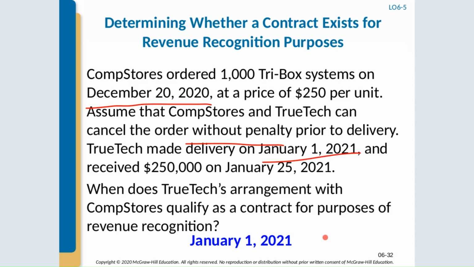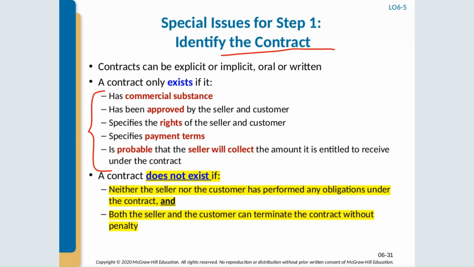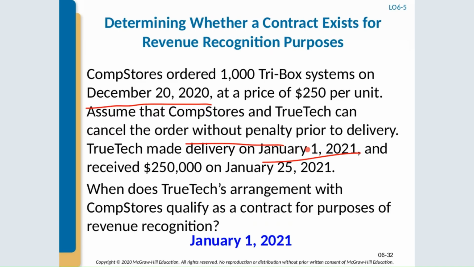And I know you can see the answer, but think back. Remember, we had this example where we just order. We call the merchant and we order the inventory, but there's no transaction. There's no real exchange of anything. The seller hasn't delivered the goods. So in that case, there's nothing going on. And then here we're told that they can cancel at any time without penalty. And so that means that a contract does not exist. Okay. And it doesn't exist until the goods were delivered on January 1st, 2021, because one of the parties performed their obligation.